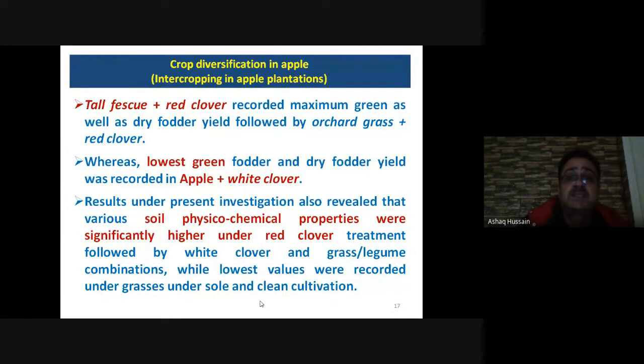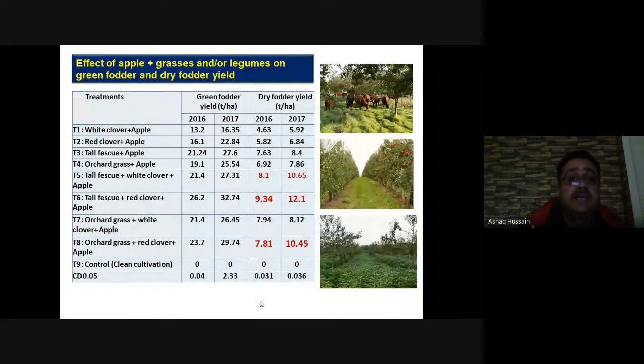So tall fescue plus red clover, or tall fescue or orchard grass plus white clover are the two important options that yield higher green fodder for our animals, and also improve the soil properties in the orchards. Here in this photograph, it is clearly seen that the data shows that 12 tons of dry fodder and 32 tons of fresh green fodder can be obtained when tall fescue plus red clover are introduced as an intercrop in the orchard systems. So this is a very important opportunity whereby we can intensify our crop production, we can diversify our agricultural income by introducing these types of fodders in between the species that exist in the orchards.